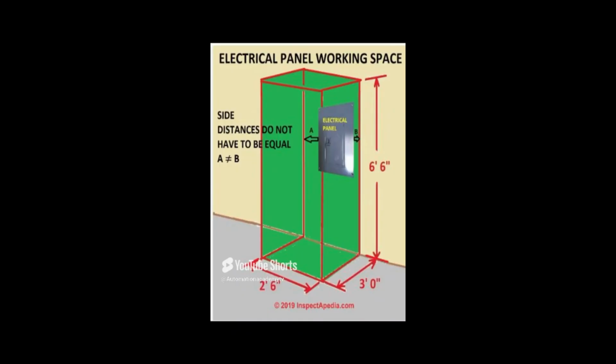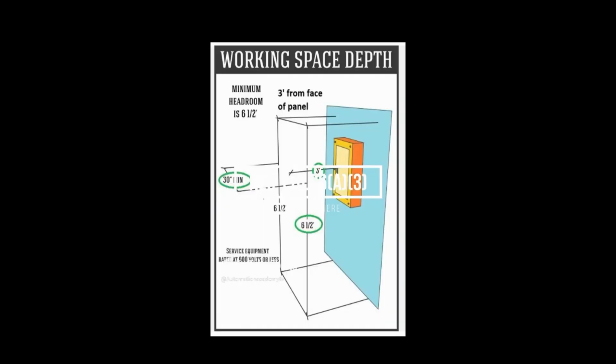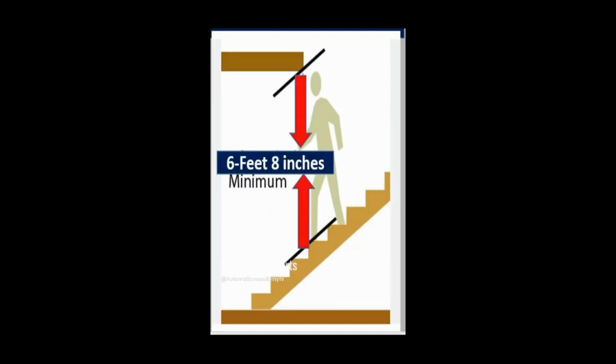What is the required working space height for electrical equipment? Answer: National Electrical Code 110.26.A.3 requires a minimum headroom clearance of 6 feet and 6 inches for electrical rooms and enclosures.